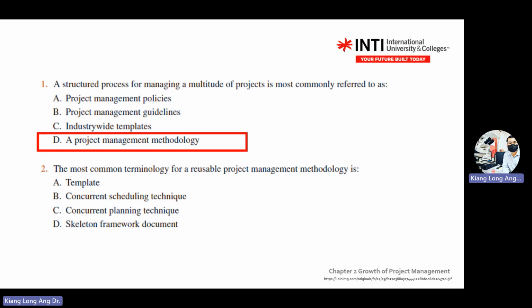Structured process. So it's a project management methodology. Of course, there's a big section to explain about project management methodology, but I skipped the part. But it just gives you what project management methodology means: a structured process. Okay, number 2, the most common terminology for a reusable project management methodology is this one also. We use template.